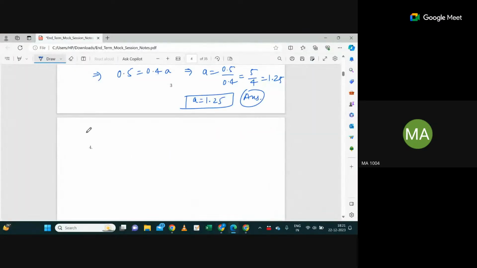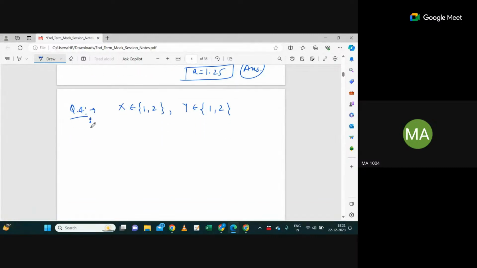So what is given to us? x and y both have range 1, 2. That means x is taking values 1, 2, right? And y is also taking values 1 and 2, correct? What is the joint PMF given to us? Anyone can tell me? It's (i plus j) by k, right? And this k is unknown, right?